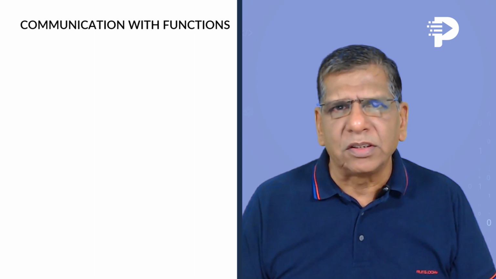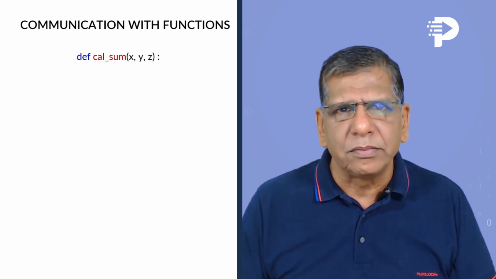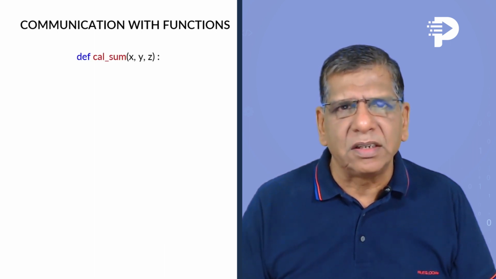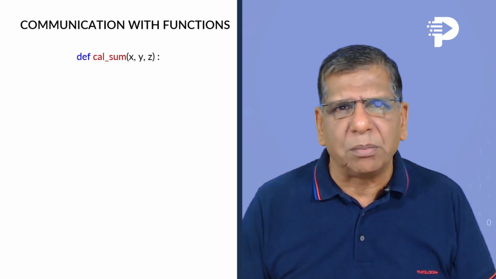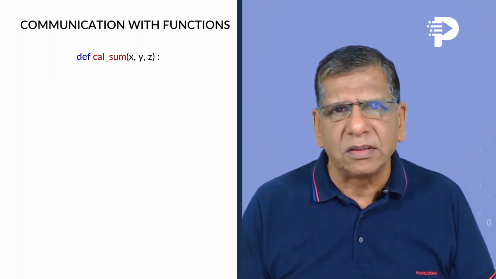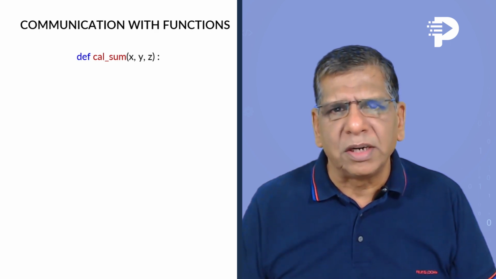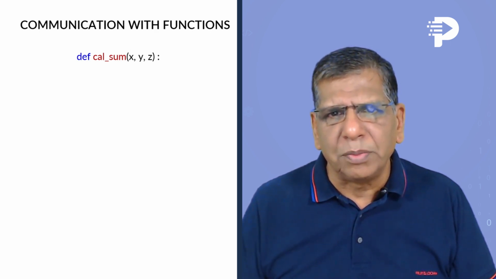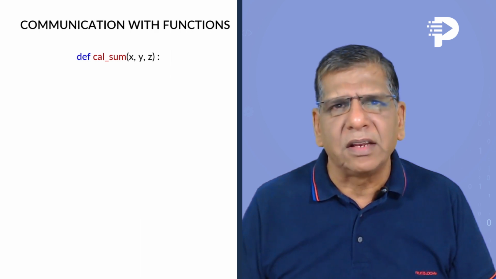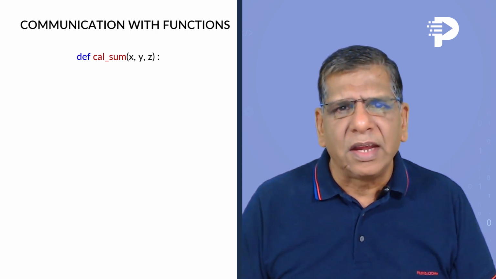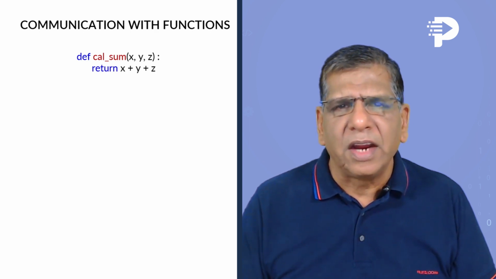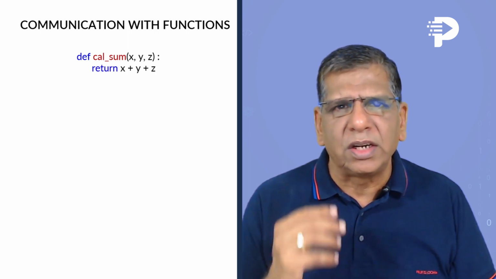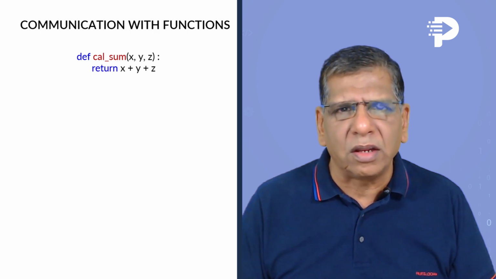Suppose we have a function called calsum. As its name suggests, it is supposed to calculate sum. Sum of what? Sum of its arguments. How do you mention the arguments? Well, you mention the arguments here as maybe x, y, z, and then calculate the sum saying x plus y plus z, and whatever is that value, you return that back to the calling place.